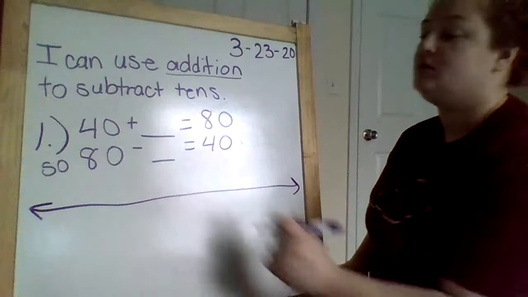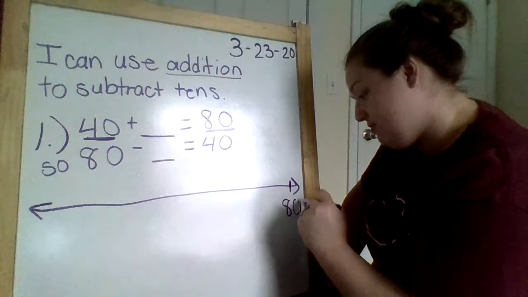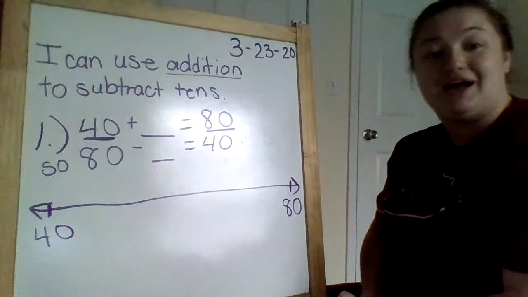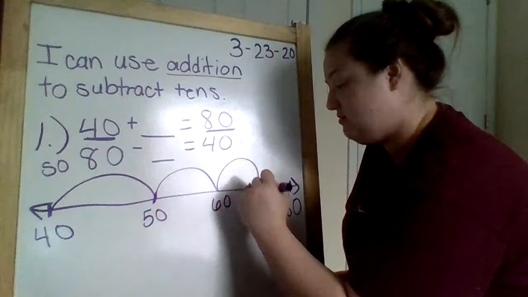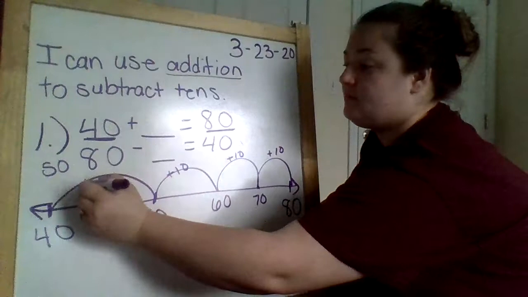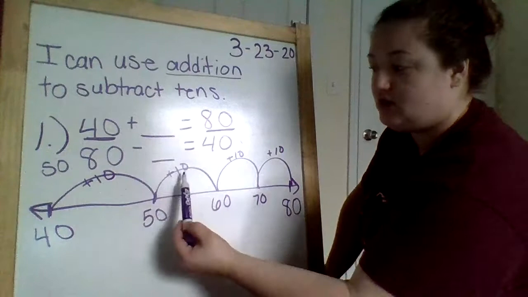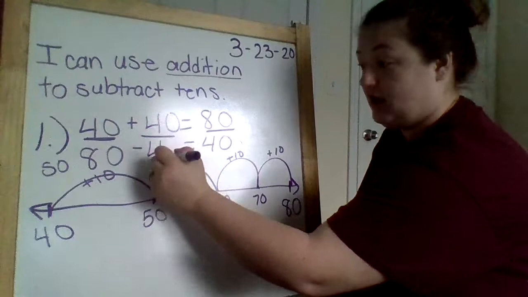I've got two numbers that I know of, and my larger number is where I have to end up. So I can put my 80 over here, and I'm going to start at 40. Now remember, I'm going to jump by tens until I get to 80. So 40, if I jump 10, that would be 50, 10 more would be 60, 10 more is 70, and 10 more would give me 80. So then I have to go back. That was plus 10, plus 10, plus 10, and plus 10. So then we have to think 40 plus 10, 20, 30, 40 would give me 80. So 80 subtract 40 equals 40.